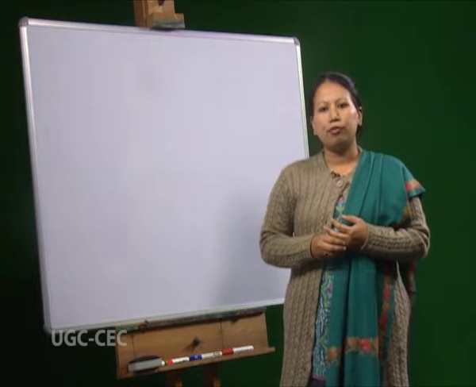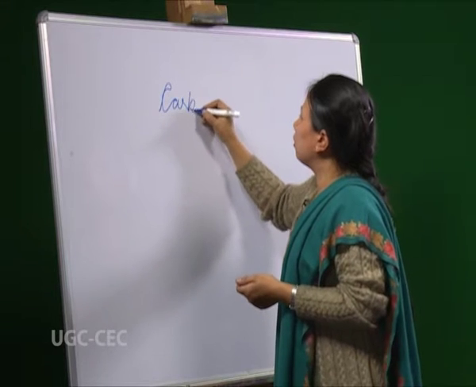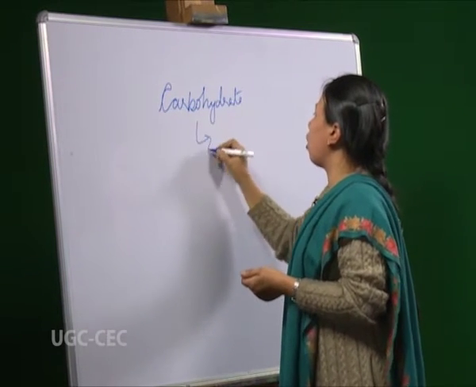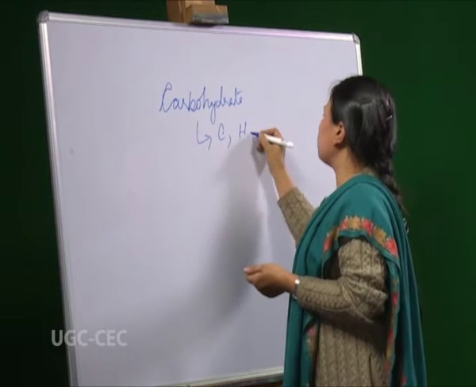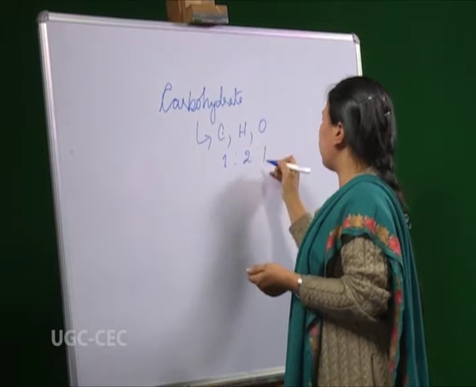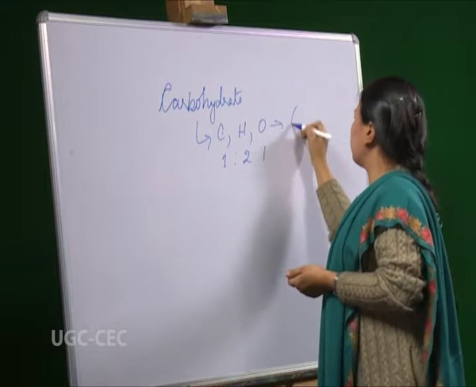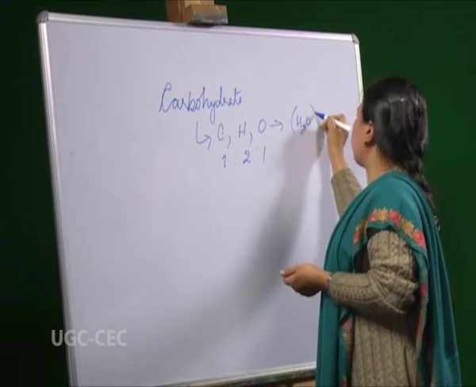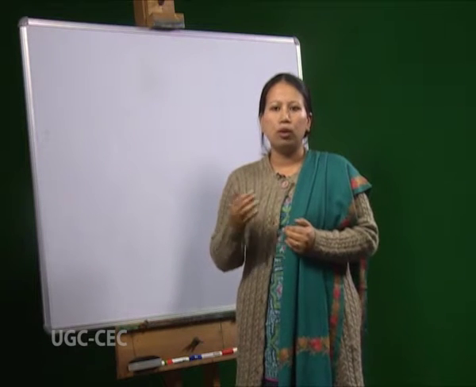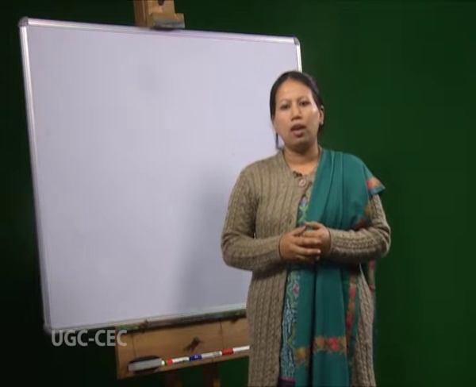Now, let's have a look at carbohydrates. Carbohydrates are composed of carbon, hydrogen, and oxygen. They are in the ratio 1:2:1. Hydrogen and oxygen have the same ratio as that of water. They are the main source of energy for our body and the only source of energy for nervous tissues.